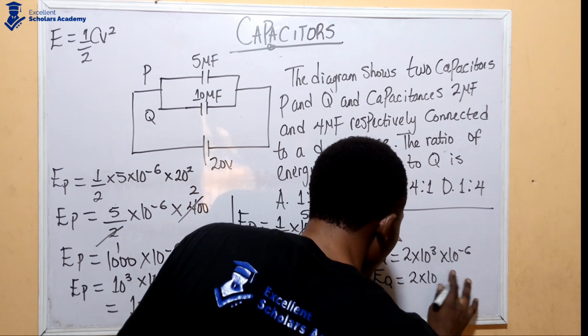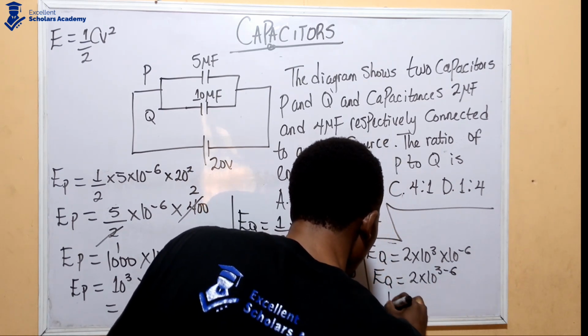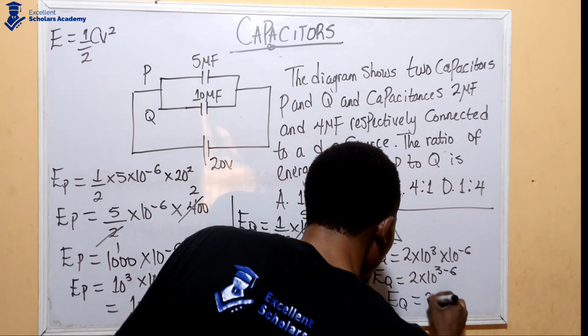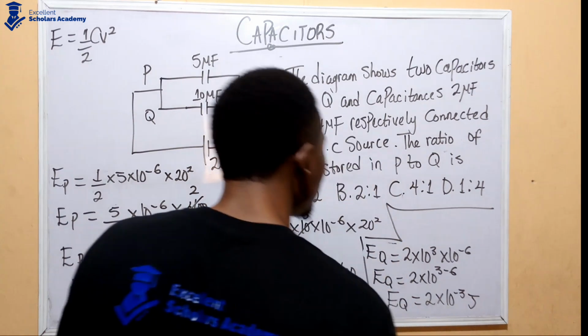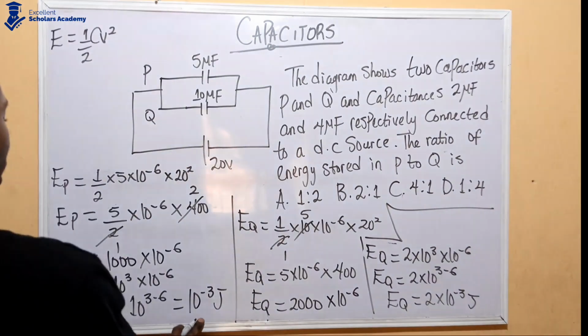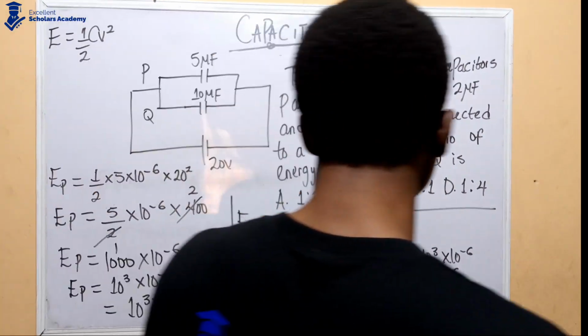So EQ is equal to 2 times 10 to the power of 3 minus 6, that gives us minus 3 joules. Alright, so we have 10 to the power of minus 3 joules for P, and we have 2 times 10 to the power of minus 3 joules for Q.